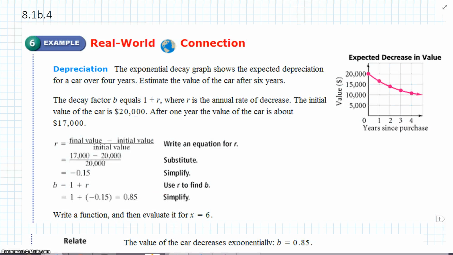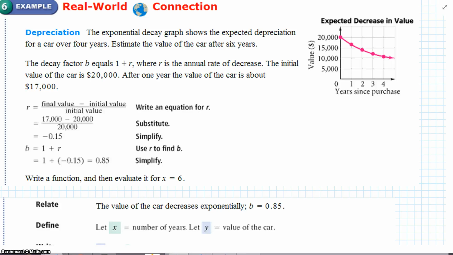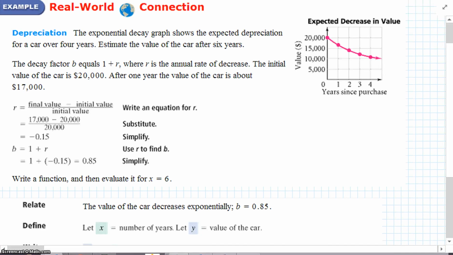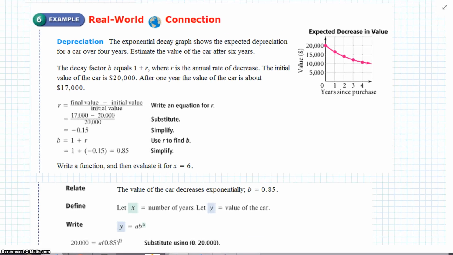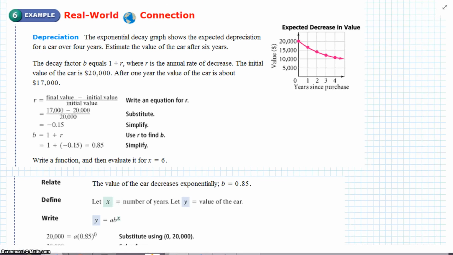Okay, moving on. Real world connection. Depreciation. The exponential decay graph shows the expected depreciation for a car over 4 years. Estimate the value of the car after 6 years. So the decay value is b, which is equal to 1 plus r, where r is the annual rate of decrease. The initial value of the car is $20,000. After 1 year, the value is $17,000.